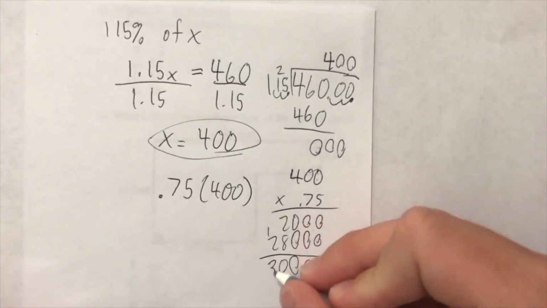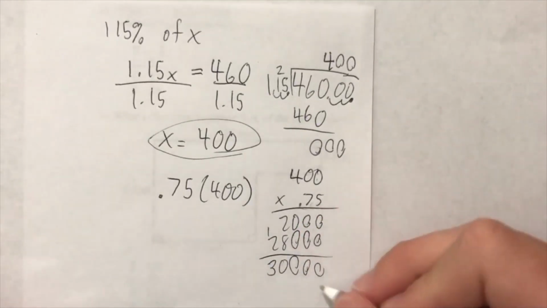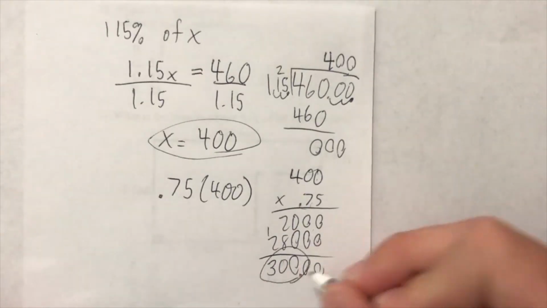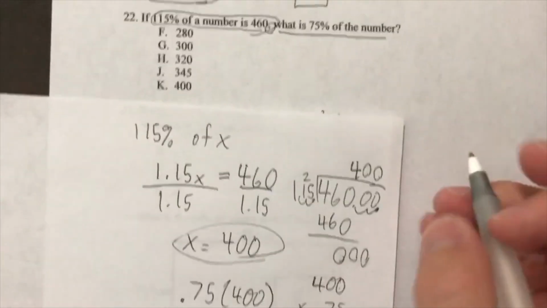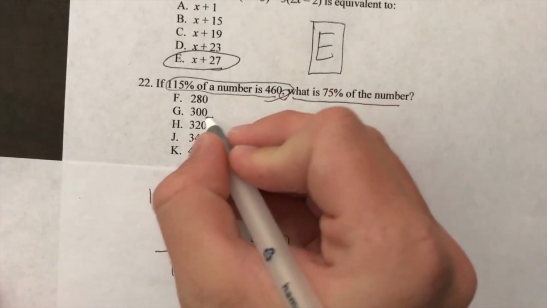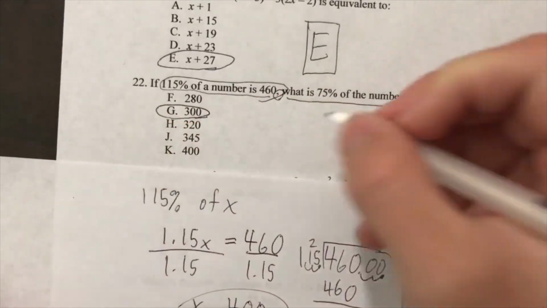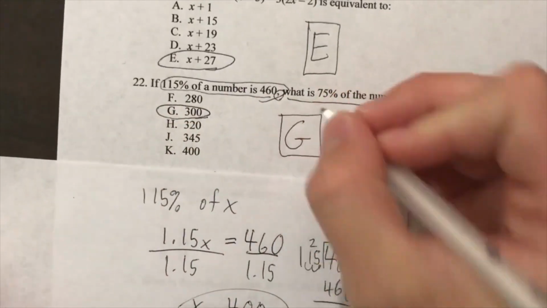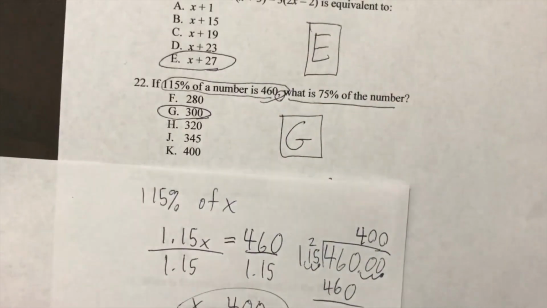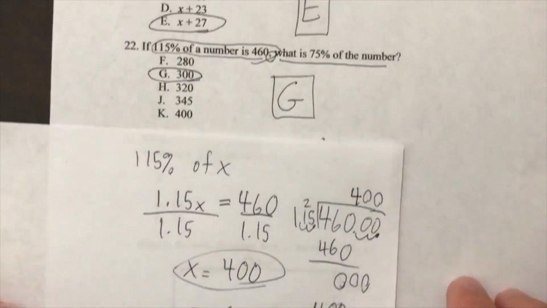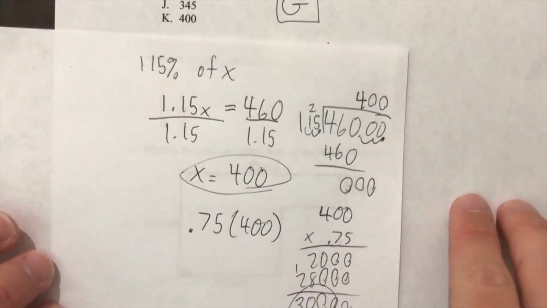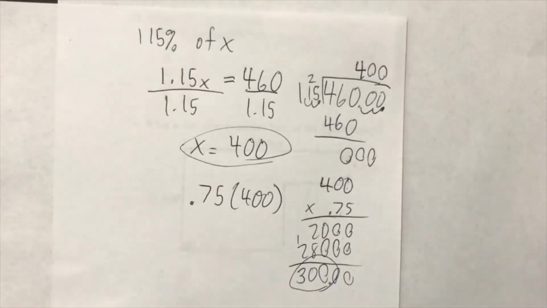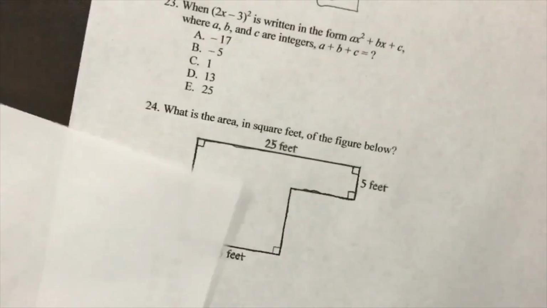and 10, 3. So now we move the decimal twice, right? And then we get 300. So that's our final answer. Let's see. It is on the answers. So our answer is G. Okay. Now let's, if you missed anything, see if that all makes sense. I'll keep it there for a second. Okay, let's move on to the next one.